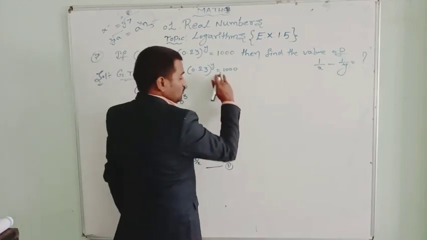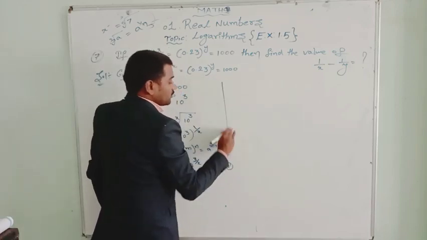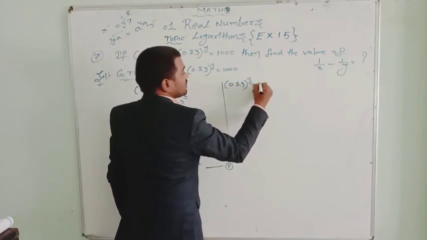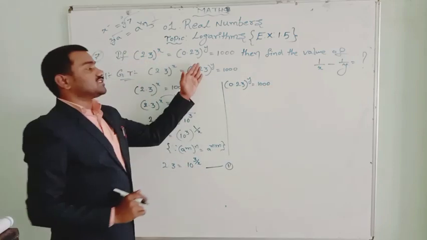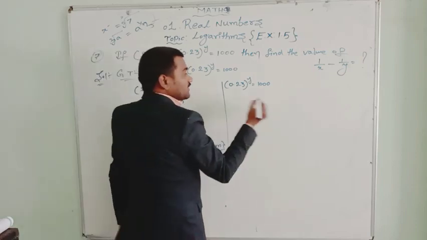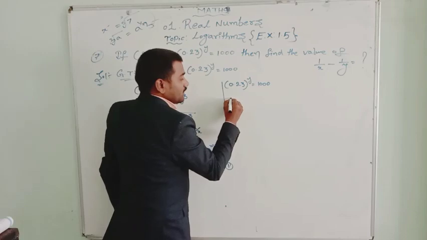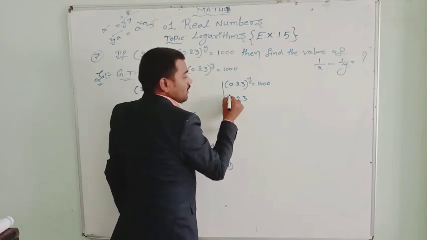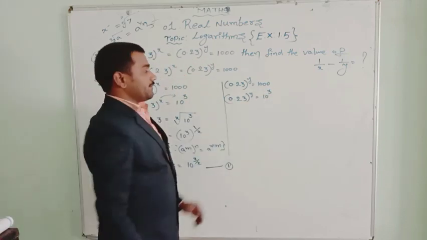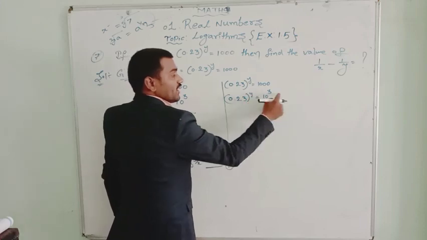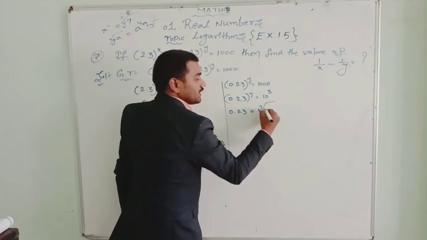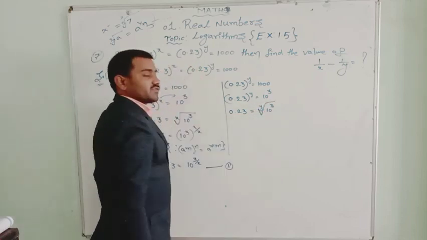Let's take 0.23. If you observe, they are given similar numbers, but one extra decimal place value is here. The same steps we do here to get the same kind of value, with a little change. See, 0.23 whole to the power of y equal to 10 to the power of 3. This 10 cube we can write. Now observe, children, this y we transfer here: 0.23 equal to y root of 10 to the power of 3.